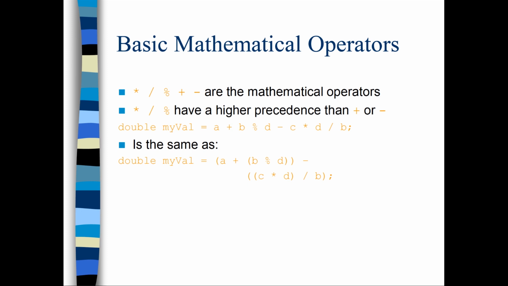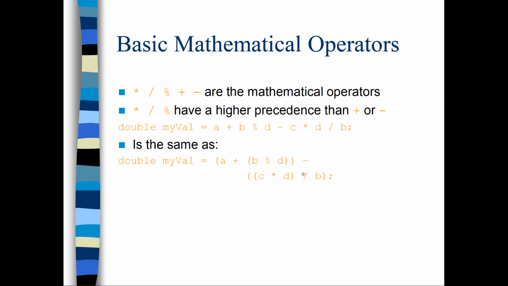So accordingly, as every language supports, there is a precedence associated with each and every operator. So let's have a look at this example. Double myVal equal to a plus b mod d minus c into d divided by b. So the precedence, or you can say the priorities for the execution of this line, is associated as below. So it is similar to the following implementation, as you can see, that is a plus, in brackets, b mod d, minus c into d divided by b.